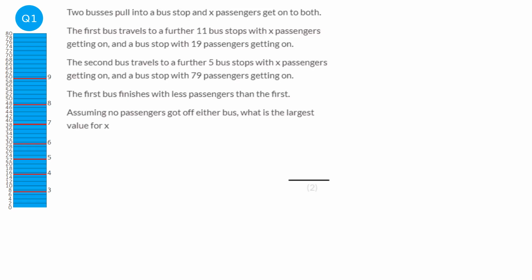Enjoy! So we're going to write an expression for the amount of people on the first bus. So they've started with X passengers and they've gone to 11 bus stops with X passengers. So altogether that is 12X. So we're going to have the first bus. And so we've got 12X.